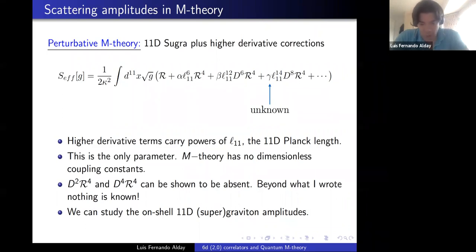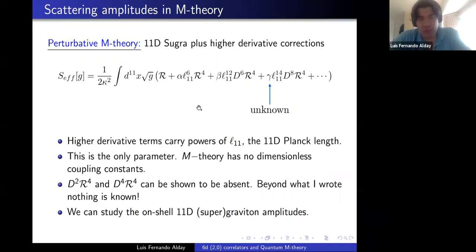So we will focus on perturbative M theory. A definition of perturbative M theory is that it is given by 11-dimensional supergravity plus higher derivative corrections. So this is the effective action of M theory. The first term corresponds to 11-dimensional supergravity, and then we have a tower of higher derivative corrections that become important at high energies.